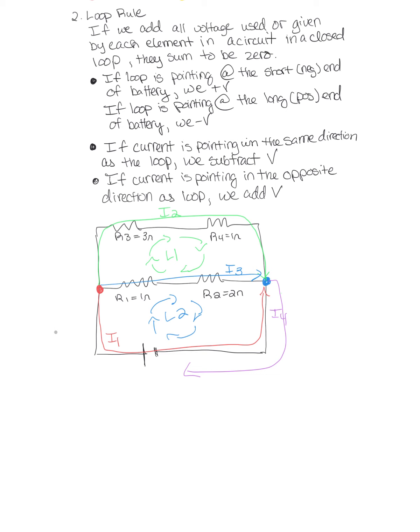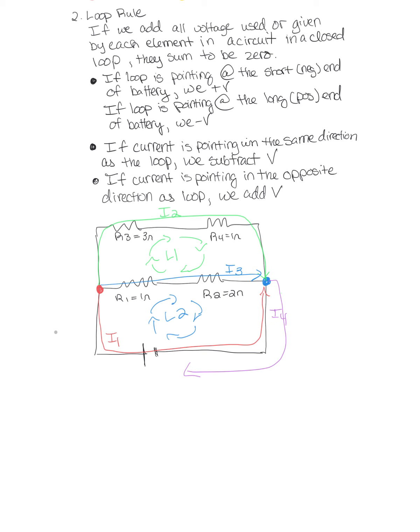Okay, now the reason that we do this is because it allows us to follow this rule that says if we add all the voltage used or given by each element in a circuit, they sum to be 0. Now that means that some of these things are going to have negative values and some will be positive, because you can't have all positive values and get to 0. If you had all positive values, you would never hit 0.